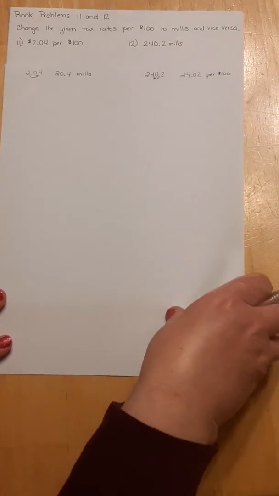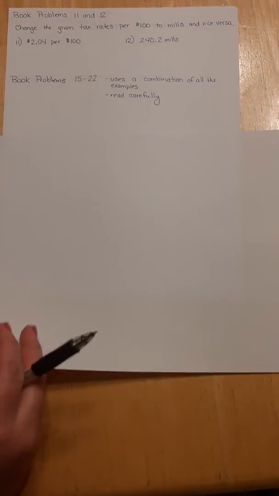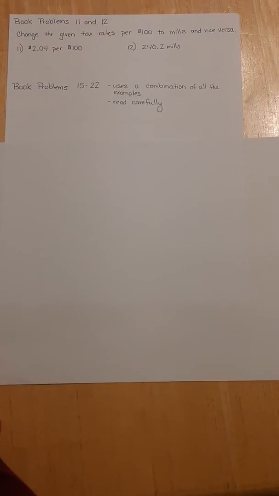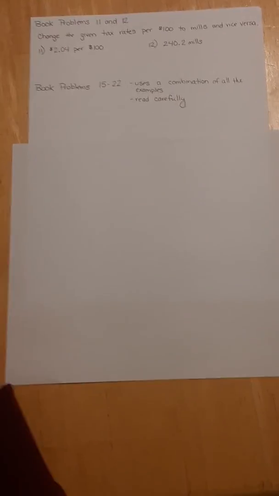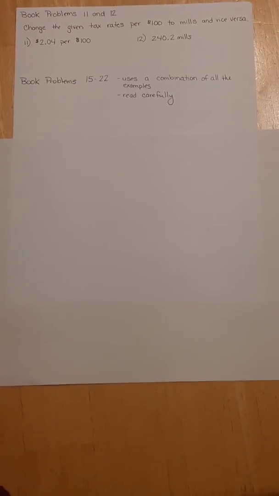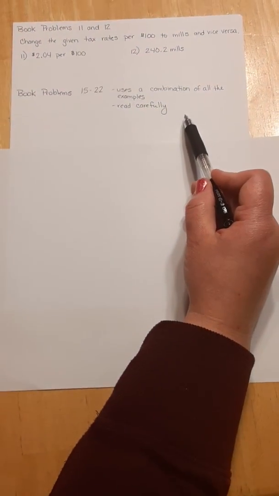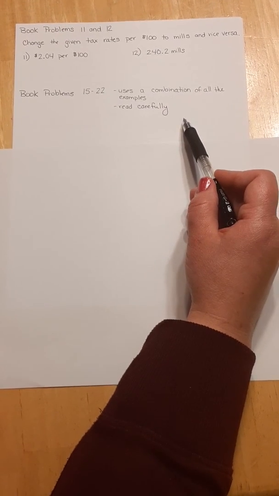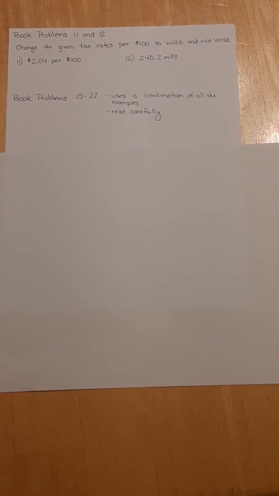Okay, the last part of our problems that you'll have for your homework assignment are problems 15 through 22. 15 through 22 are real life situations that are just taking these examples and combining them together. So read them very carefully to see what they're asking for. If you've got any questions, go ahead and text or email me.